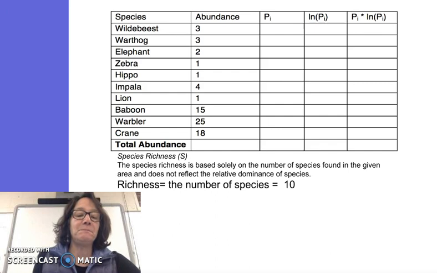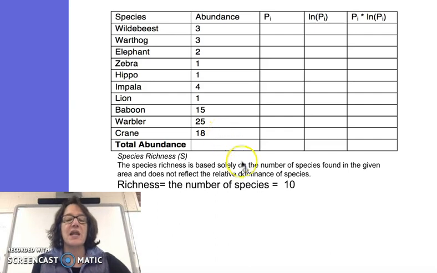Richness is an easy calculation because all I have to do is count up the number of species. So in this case, I add all the different species together and I get a richness of 10.